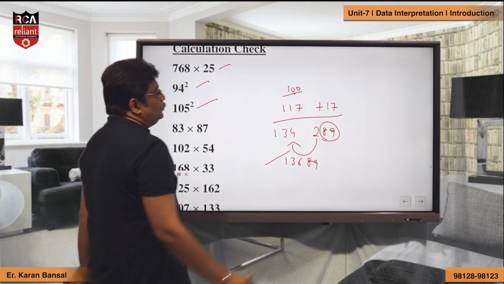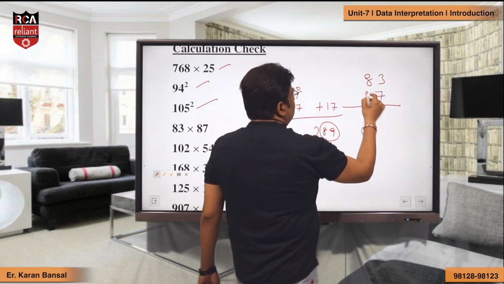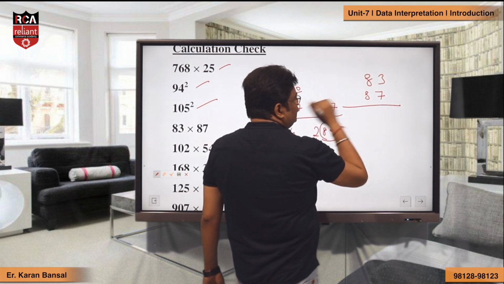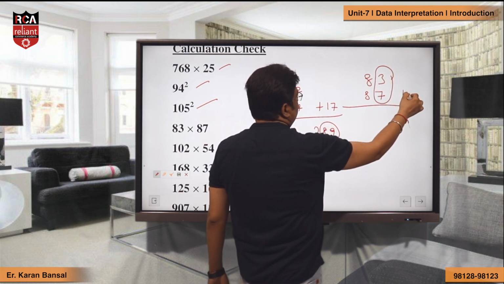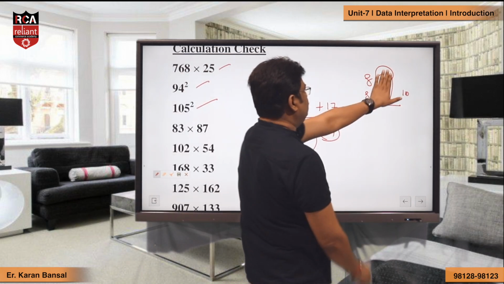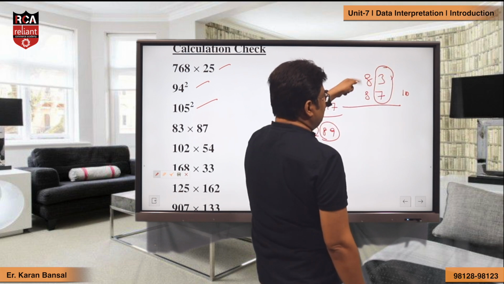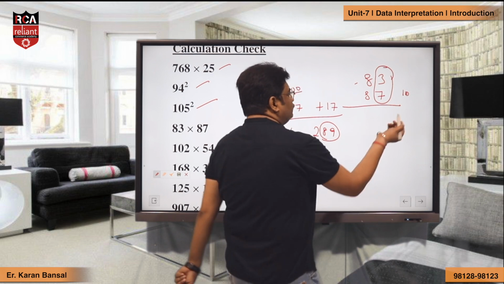Next one, 83 into 87. Very, very interesting example. This method would apply on numbers where the units total to 10 and the remaining part of the numbers is same. So if you see the remaining part, it's the same in both the numbers. If you hide the unit digits, the remaining part becomes same. So it's very simple, guys.